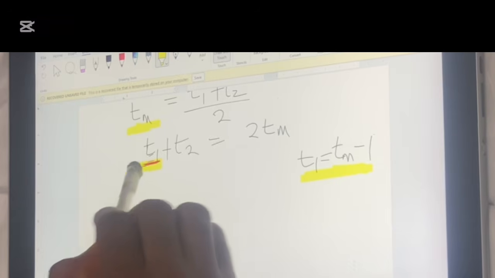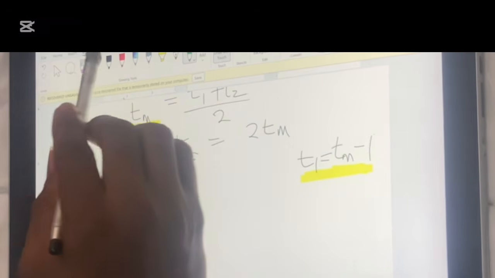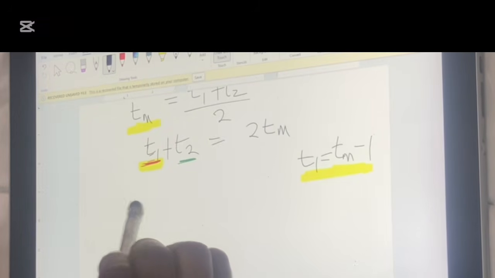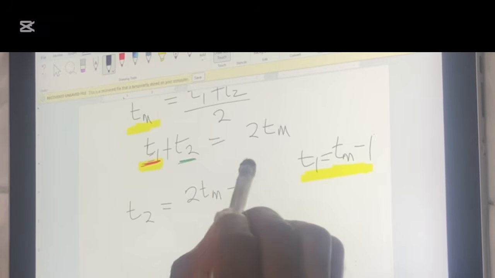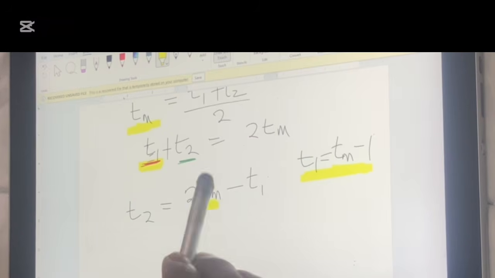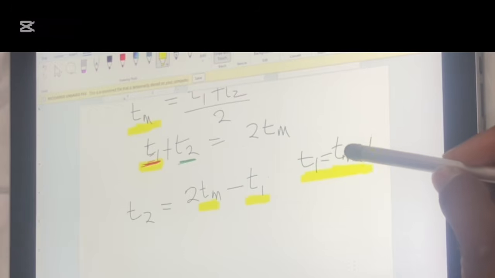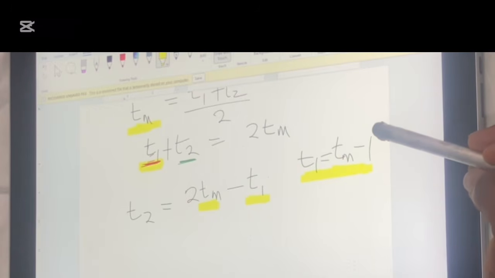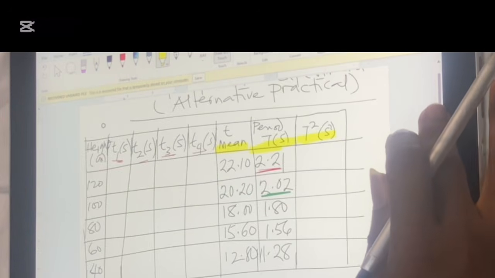That means our Tm here is already known. The only one that is unknown to us here is T2. So let's make T2 the subject. T2 is equal to 2Tm minus T1. Of course, class, this Tm is known, and this T1 is known by subtracting 1 from Tm. When you subtract 1 from Tm, you will get T1. Now let's do that, please. Let's subtract 1 from Tm.